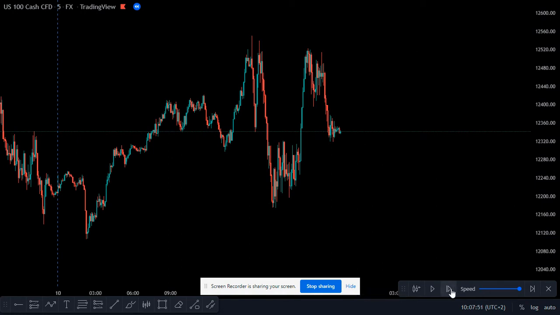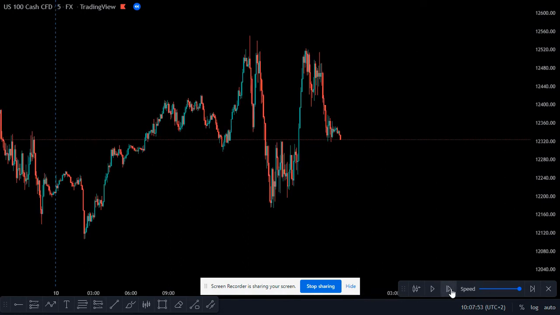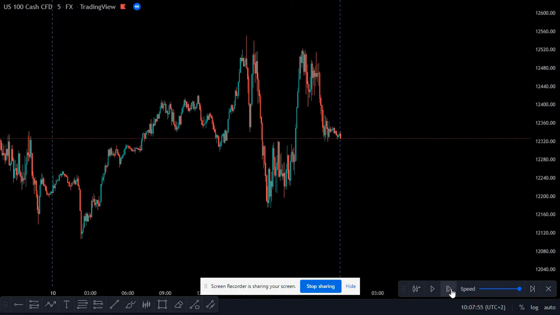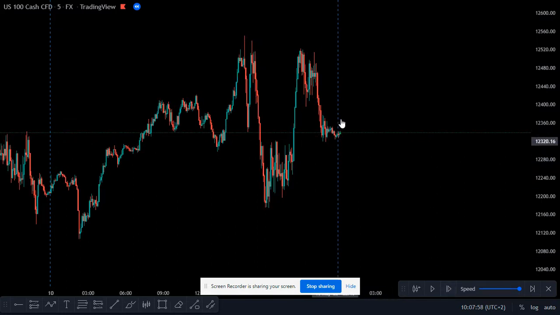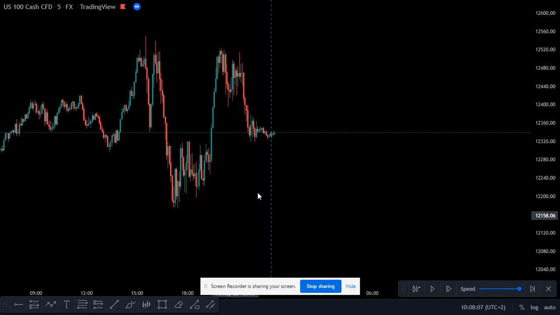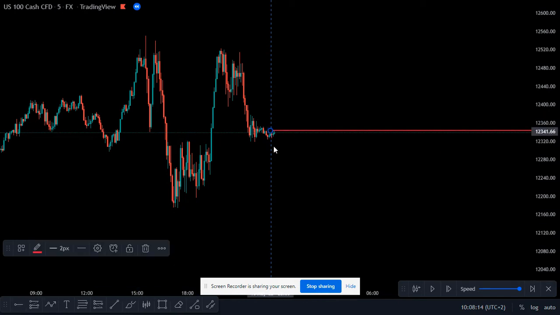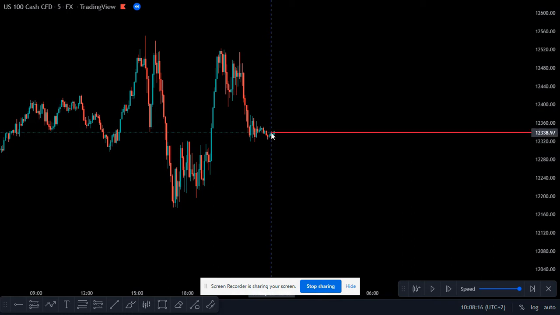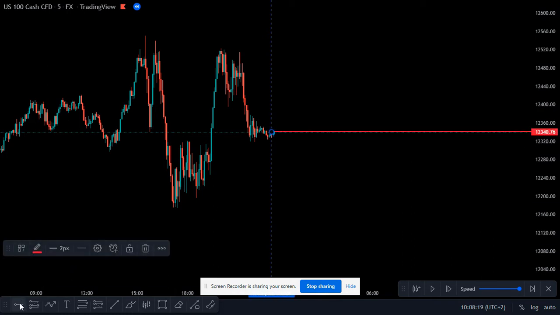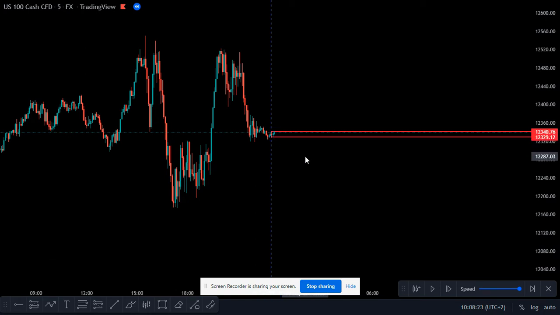Then let me play price out. So as you can see, this was when the market was about to close. So the market closed, and this is a new day. So this is what I want you to do. After the market has closed, I want you to go to horizontal ray and just mark the last candle which the market opened with in the new day. So you just mark it like that.